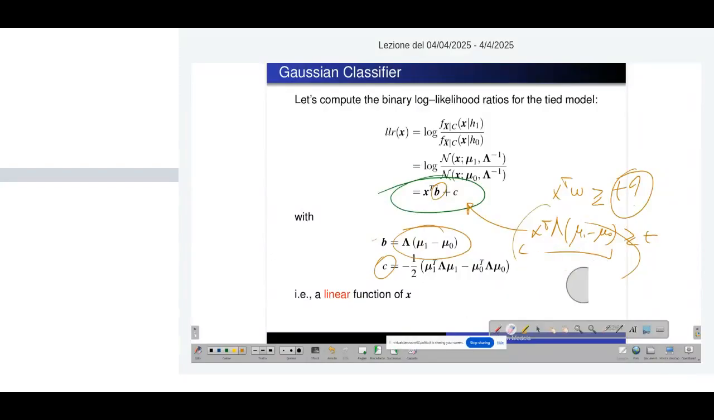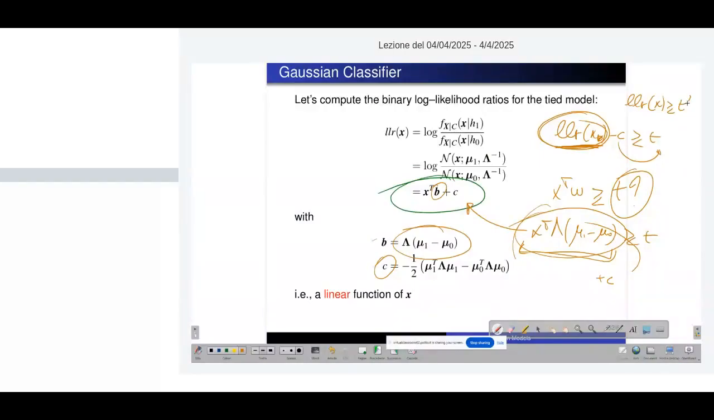So the log-likelihood ratio for X is this term plus a constant C. So what we have here is the log-likelihood ratio for X minus this constant C. And then we said we compare it with a threshold. Again, this corresponds to comparing the log-likelihood ratio with a threshold. Let's move C on the other side. We are comparing our log-likelihood with a threshold T prime. Since we didn't define T, we still don't know what is the T prime that we should use.